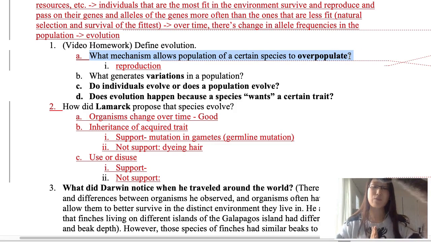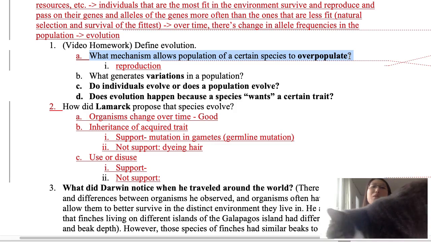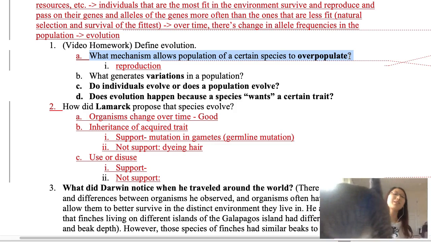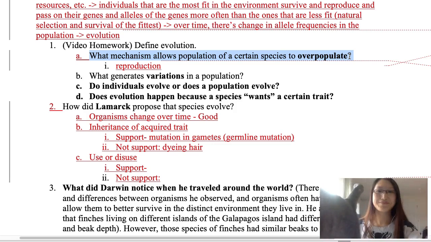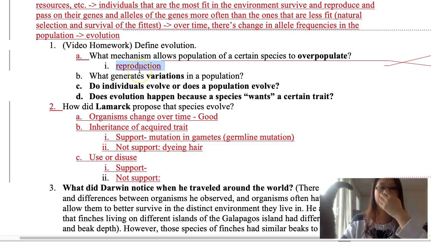What mechanism allows a population of a certain species to overpopulate? First off, why do we talk about overpopulation at all? It's something that naturally happens. Organisms always reproduce more than what the environment can support because not everybody gets to survive and reproduce. Not all the offspring get to survive. So in order to allow the entire species to keep on existing and not go extinct, overpopulation has to happen. But now, what mechanism allows overpopulation to happen is reproduction. It's simple right here.